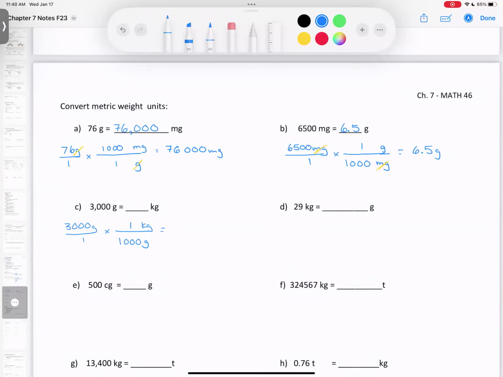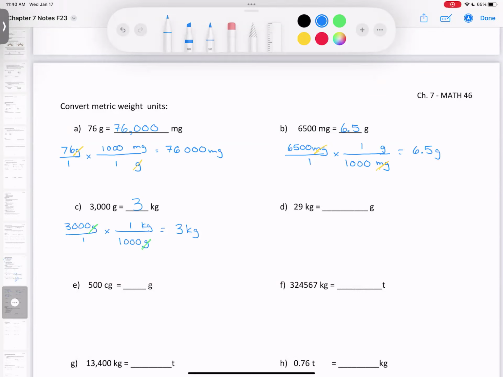Remember, that's really just multiplying by 1. I'm going to get an equivalent answer. It's just going to be in a different form. So I can cancel out my grams here. And now I'm going to have 3,000 divided by 1,000 gives me 3. And that's in kilograms.